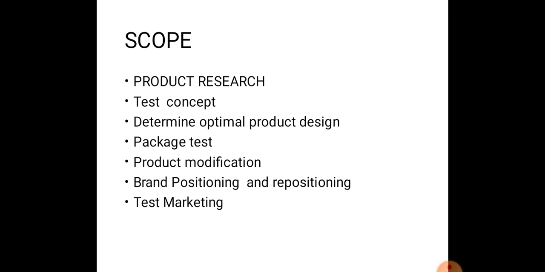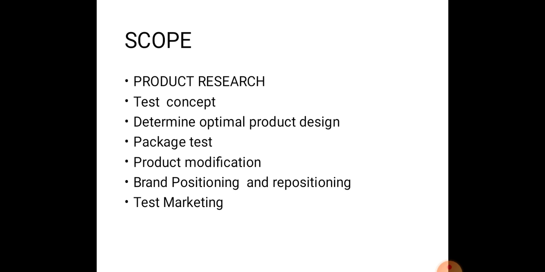Then product research. In product research, we are doing many things like test concept. A particular product starts with just a basic idea of how to develop it. It starts with the basic idea of making a particular product. So it's a test concept, or in another way we can say concept testing. In concept testing, we are deciding the idea, we are working to develop a new product on the basis of the new, innovative idea we are having.